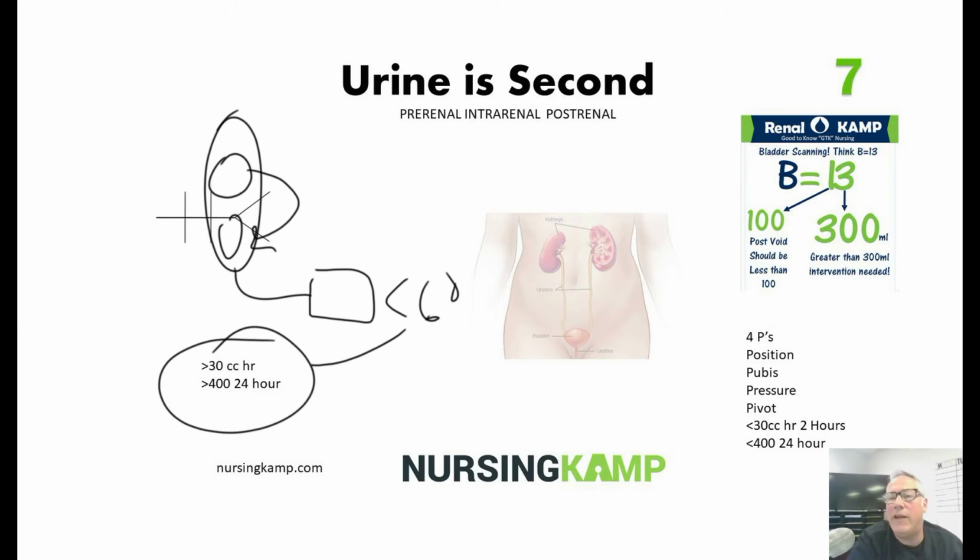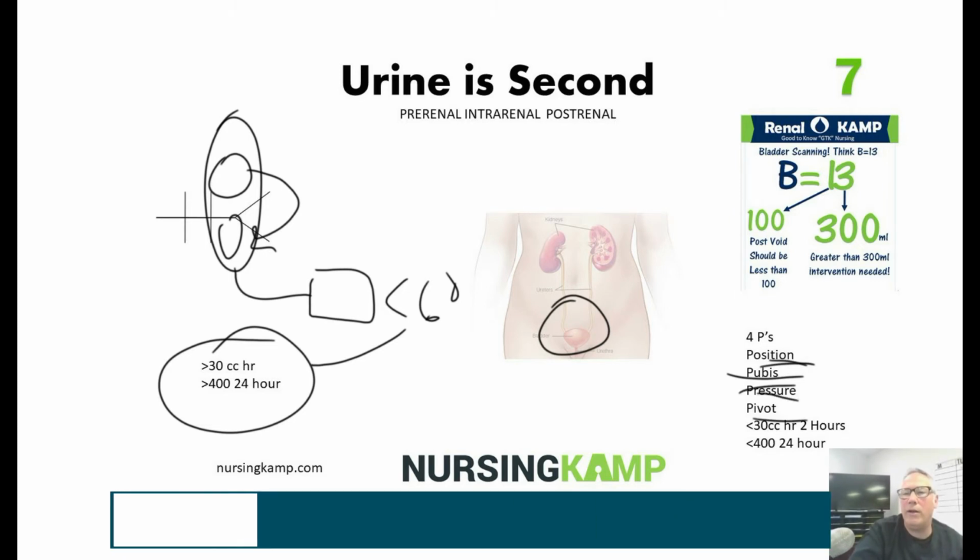And that's the second phase of acute kidney injury, because we said the first phase was the onset, and then it goes into the insult to the kidney, but the second phase is the oliguric stage, and we want that urinary output to be greater than 30 cc's an hour or greater than 24 hours. If it's not, we might do a bladder scan where we're going to assess the bladder, and we're going to do the 4 P's of position, pubis, pressure, and pivot.